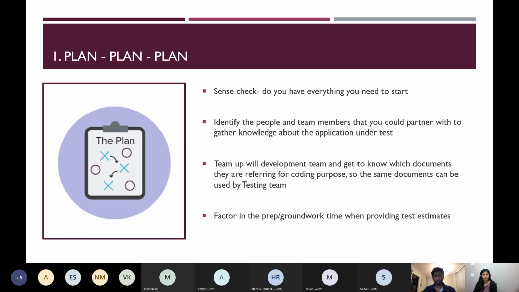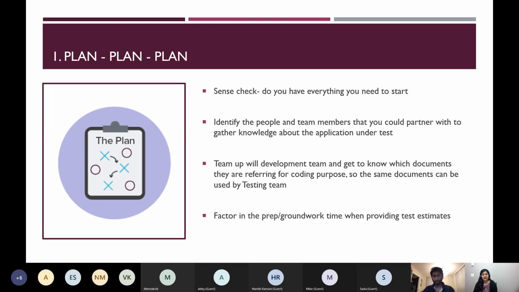Whom do we need to partner up with? Who can help us? How much time do we need for groundwork? Do we need to raise a flag and say, you know what, I need one more person to help me in testing? We need to figure this out sooner, because the more we delay it, the more stuck we're going to be, and we'd probably end up being the bottleneck for the whole software process, which definitely we don't want.